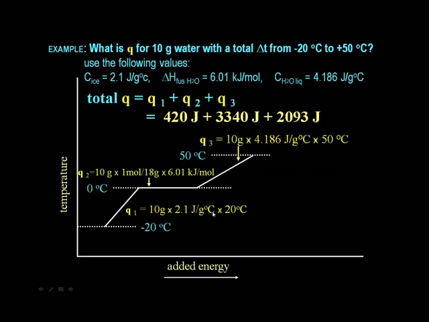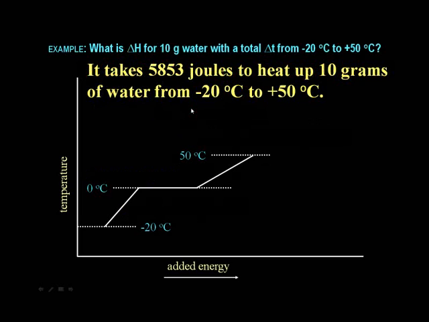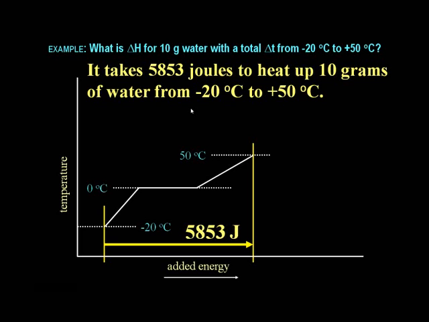So I calculate each of these, and then I have to add them together. My total heat is going to be my heat 1 plus my heat 2 plus my heat 3. And that's what I get for my total. So it takes 5,800 joules to heat 10 grams of water from minus 20 to plus 50. Identify where I'm starting, identify where I'm ending, and that's the total energy it takes to do that. Okay, I'm going to stop right there.